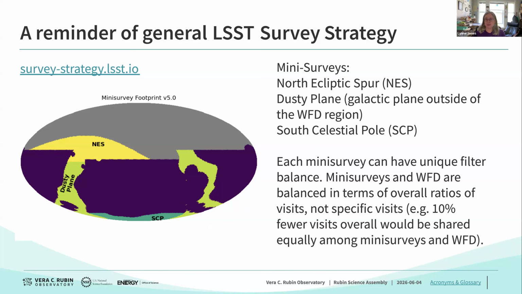So, for example, if we lose 10% of our visits, that 10% loss is shared evenly or roughly evenly between the mini surveys and the Wi-Fi steep.